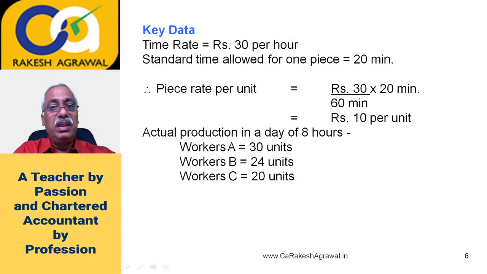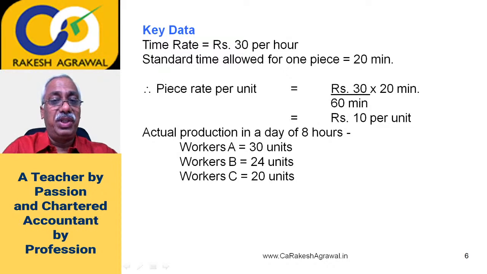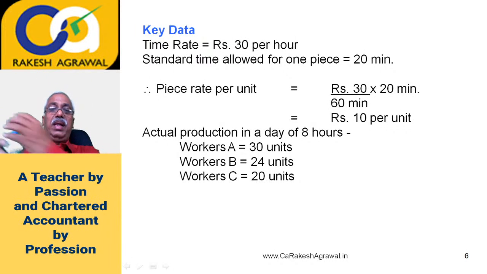Now you will notice in the same time, if worker A is producing more, means he is more efficient. Worker B is producing lesser than A, so he is less efficient as compared to A, and worker C is producing only 20 units, so he is the least efficient worker because they are producing lesser and lesser. You may write down this data on a piece of paper, and then we will go ahead.